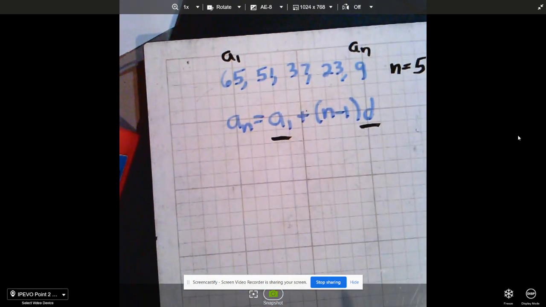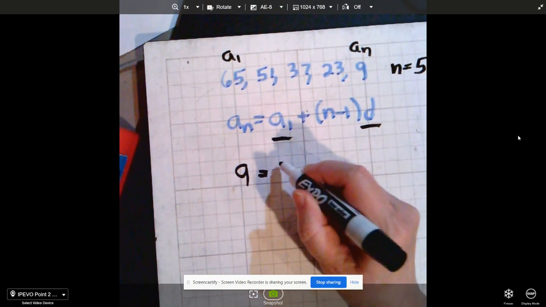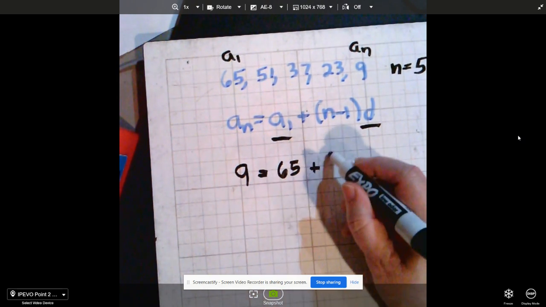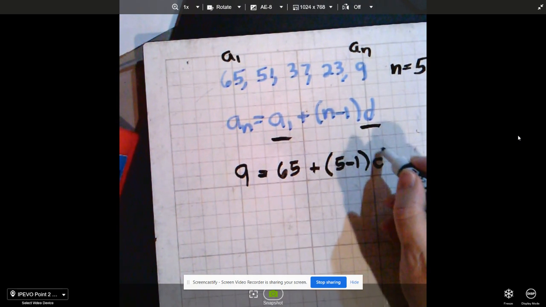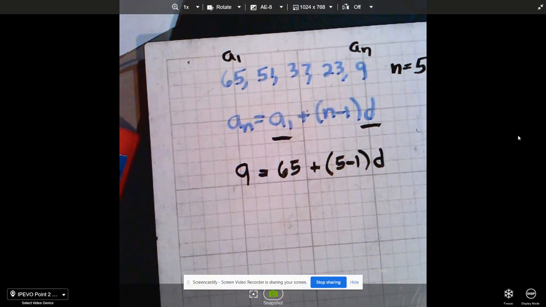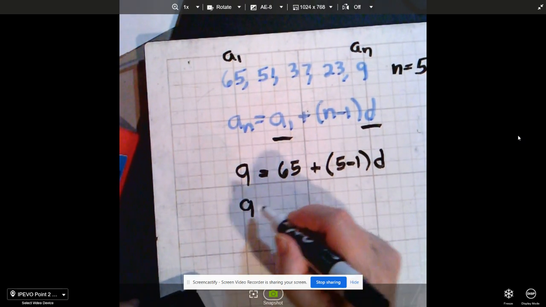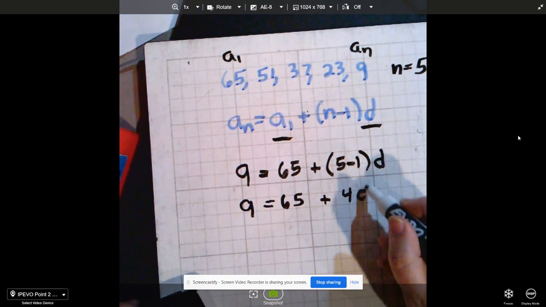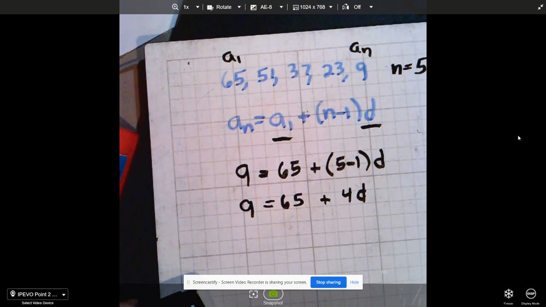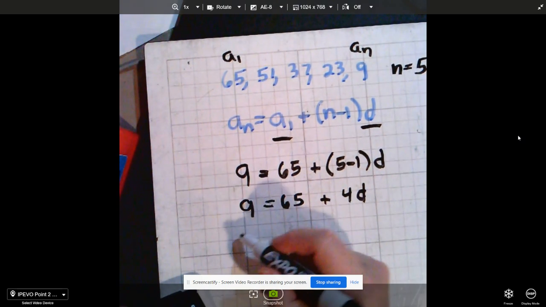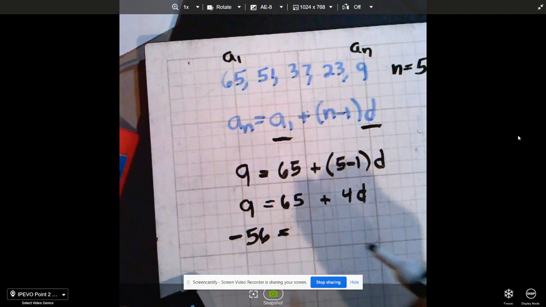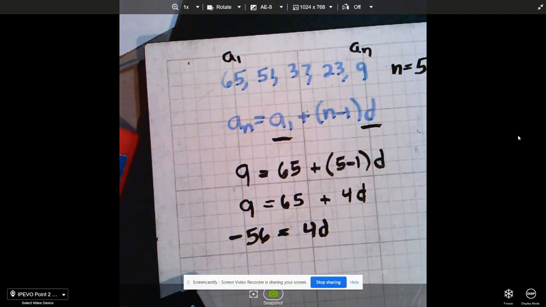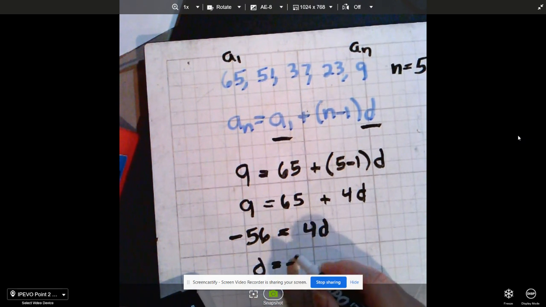So let's go ahead and plug in what we know. 9 equals 65 plus 5 minus 1 times D. Well, now I only have one thing left here. So 9 equals 65 plus 4D. I can just subtract 65 from both sides. I'll get negative 56 equals 4D. And if I divide negative 56 by 4, I'm going to get negative 14. So I know D is negative 14.